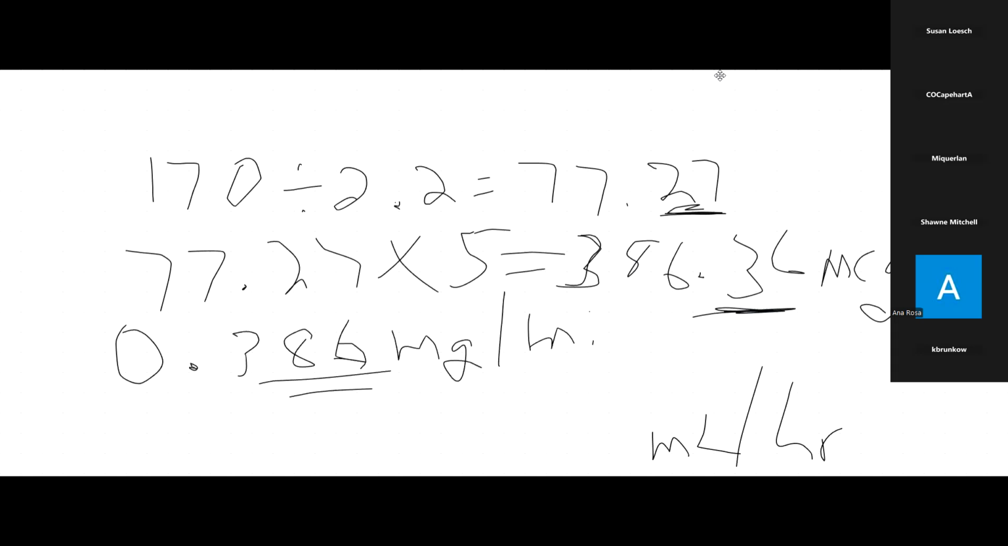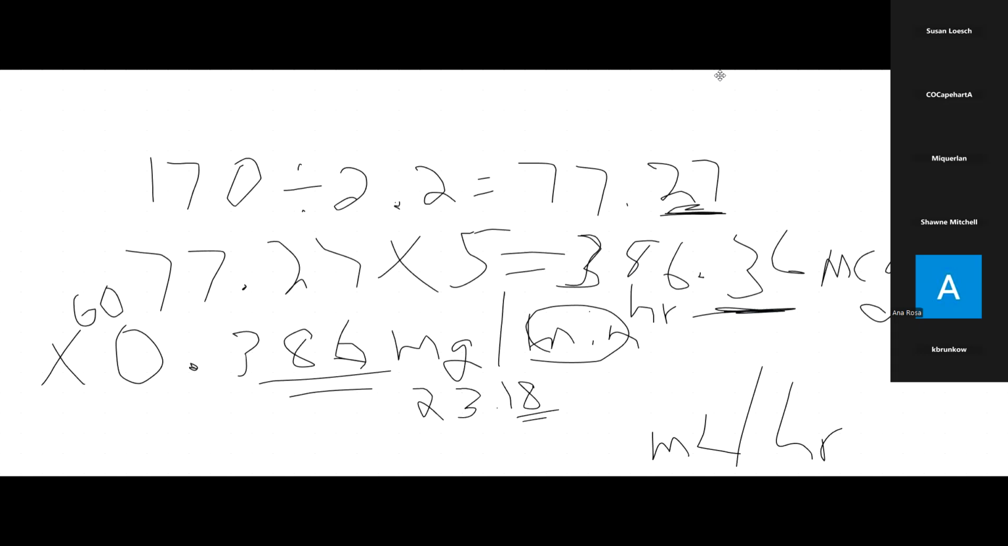Now your medication is in milligrams, but you still need to get it to per hour. So we can multiply by 60, which converts this to an hour. So that whole number 0.386 times 60 should give you 23.18 and so on. Now you have milligrams per hour.